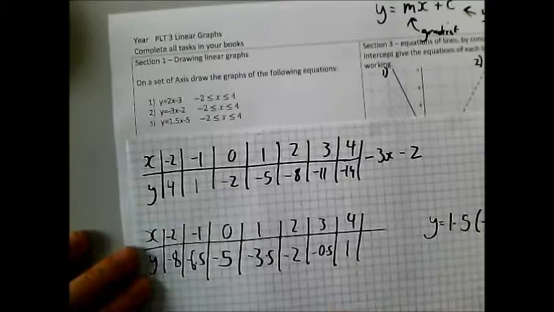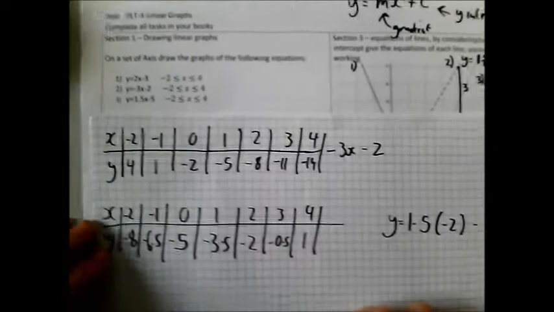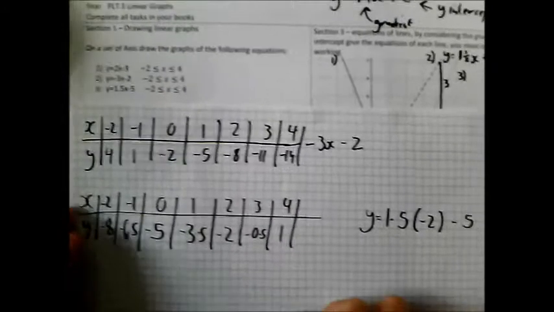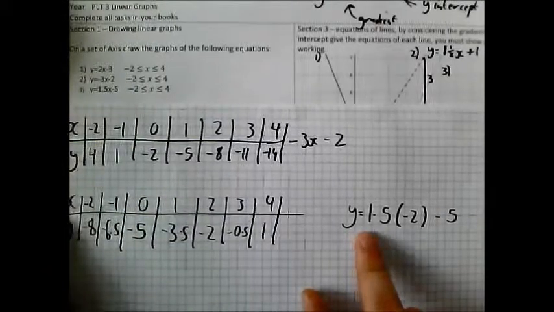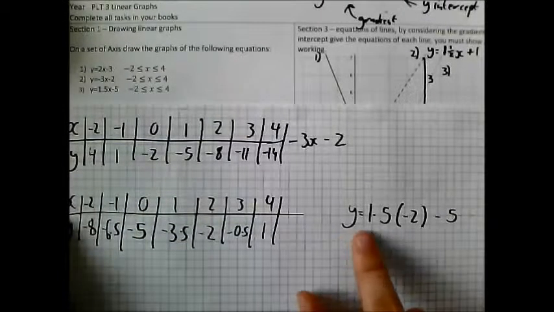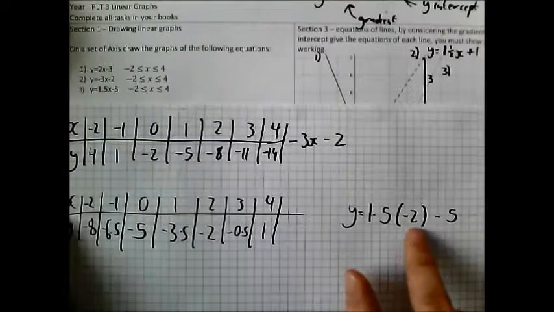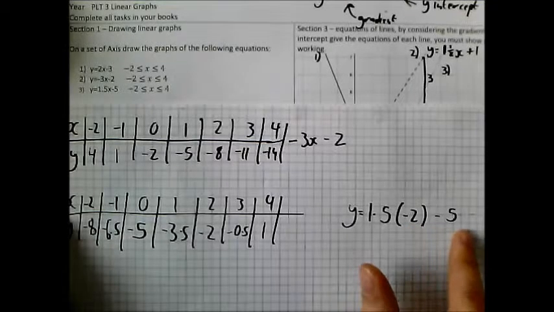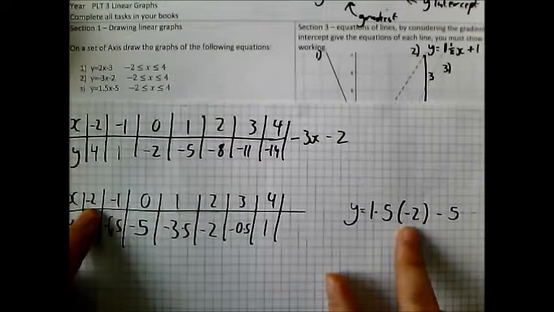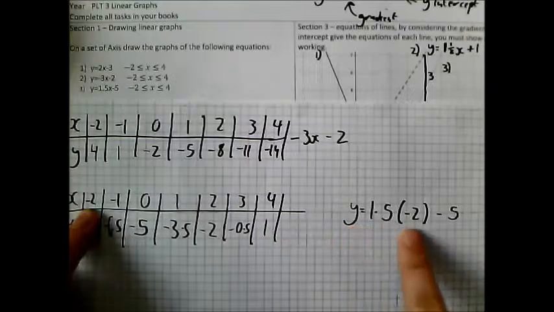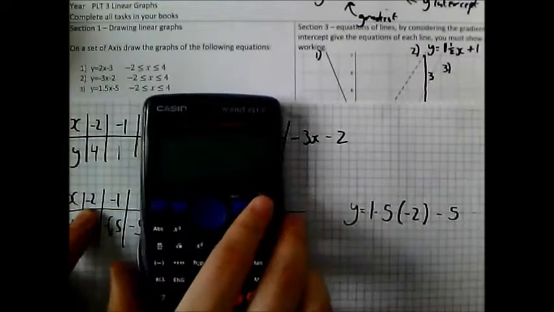Now, here I'm very briefly going to go through how you can use your calculator to help you with these questions. So, in this example, I was asked for y equals 1.5x minus 5, and you can write this by y equals 1.5 and whatever your x value inside brackets, subtract 5. In this case, I've chosen an x value of -2. You can type that straight into your calculator.